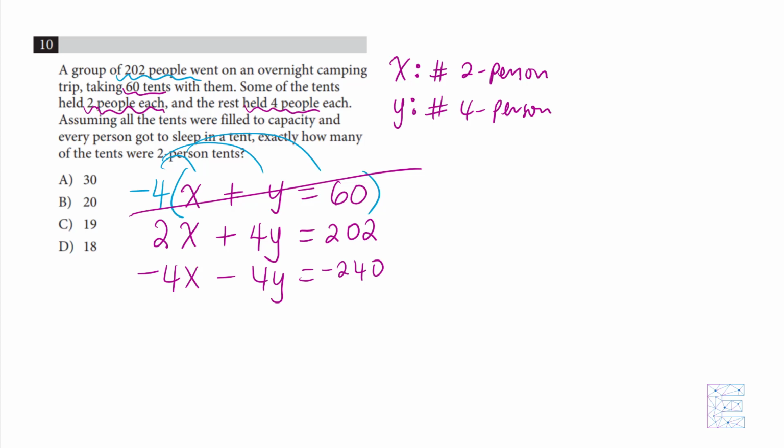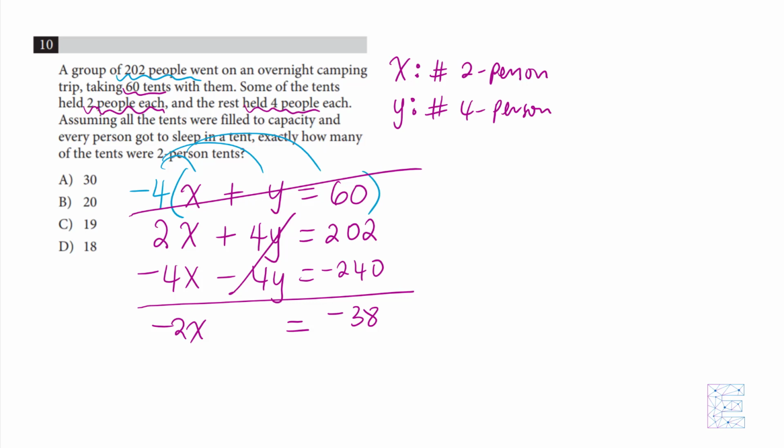For now, we can ignore this top equation. We no longer need it. So now we add these. 2x minus 4x is -2x. 4y minus 4y is 0, which is exactly what we were trying to accomplish, to get rid of those y's. 202 minus 240 is -38.